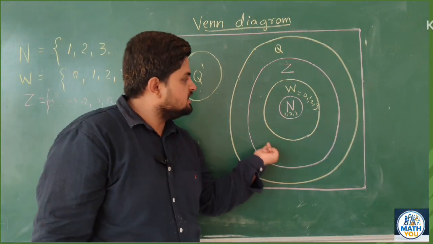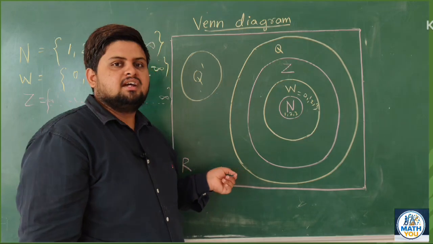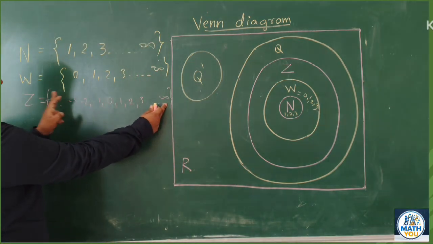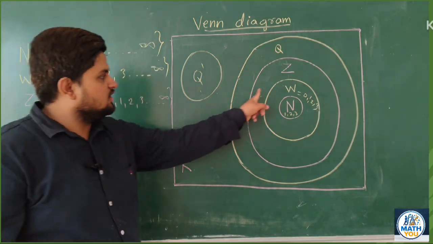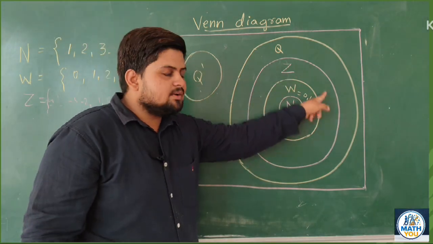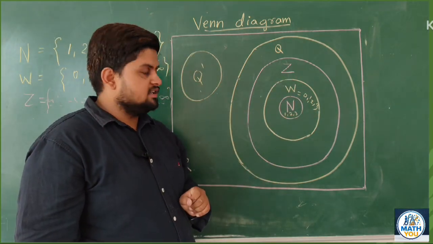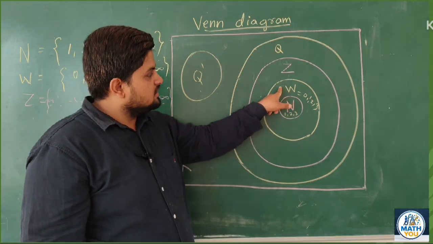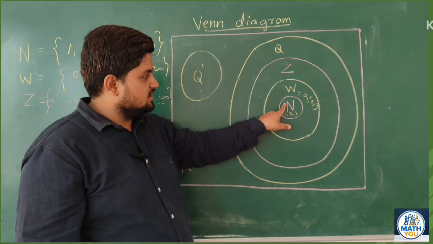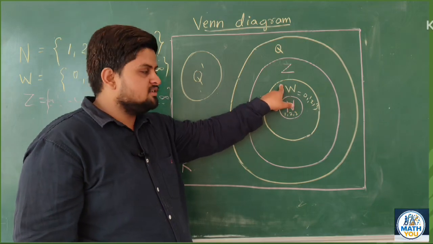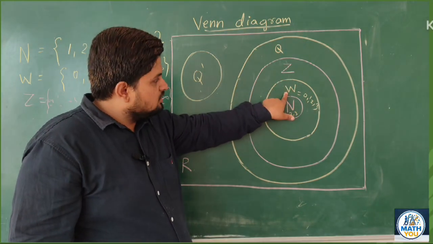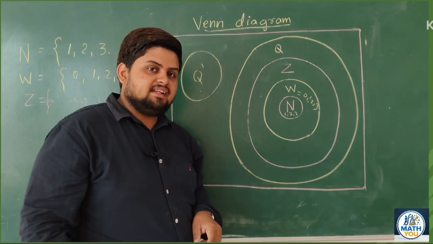You can see the set of integers is outside the whole numbers. That means all the whole numbers are included within the integers. Also, all the natural numbers are included within the integers. So we can say all the natural numbers are whole numbers, and all the natural numbers are integers. In the same way, all the whole numbers are also integers.